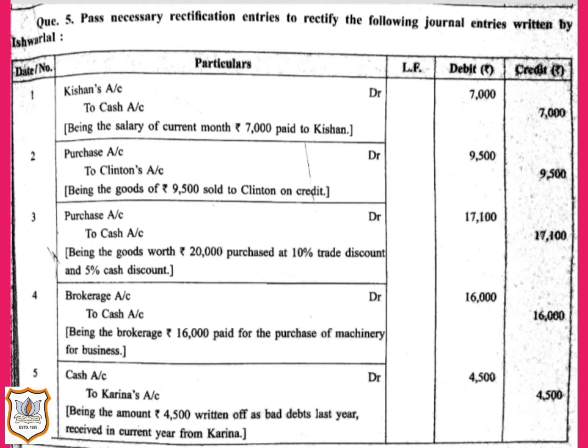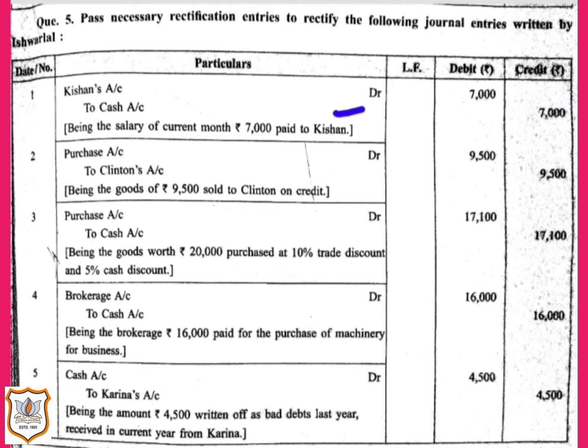Here the first one is Kishan's account debit to cash account 7,000. But how will we find the error? We will find the error by reading the narration, that is, being the salary of current month rupees 7,000 paid to Kishan. Here in the narration it is given that 7,000 is the amount of salary of the current month which is paid to Kishan. Now we will apply the two principles to rectify this error.